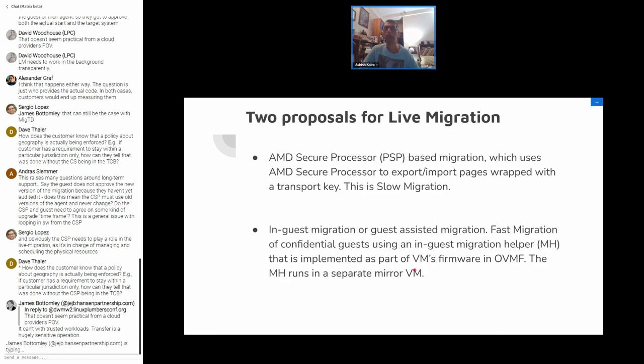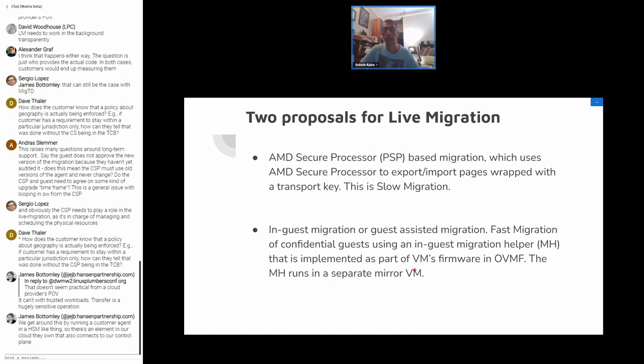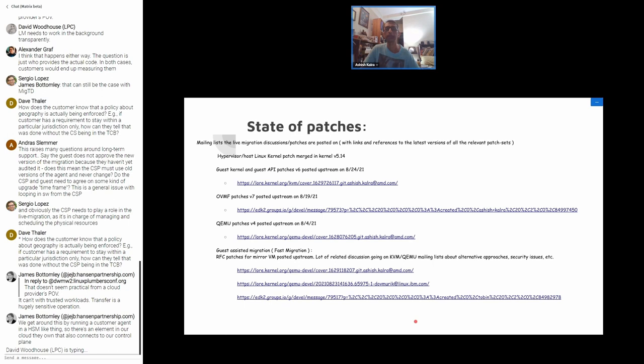I'm not going to talk much about the fast migration paths already discussed as part of the KVM Forum, but there are some specific components here which depend on that too. So we are going to talk about that part specifically. These are the state of patches for the slow migration path. The hypervisor host Linux patches got merged in version 5.14. The guest kernel and the guest API patches are still in discussion.